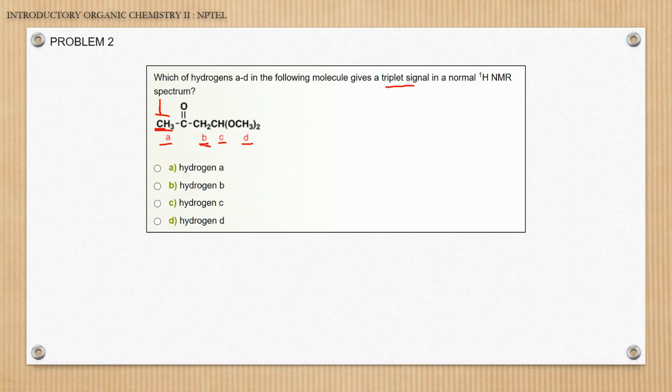Coming to the Hb protons, what will happen in this case? This hydrogen has a vicinal hydrogen present. So now this Hb will show splitting because of the Hc protons. Because one proton is present on the adjacent carbon, the splitting will be a doublet.